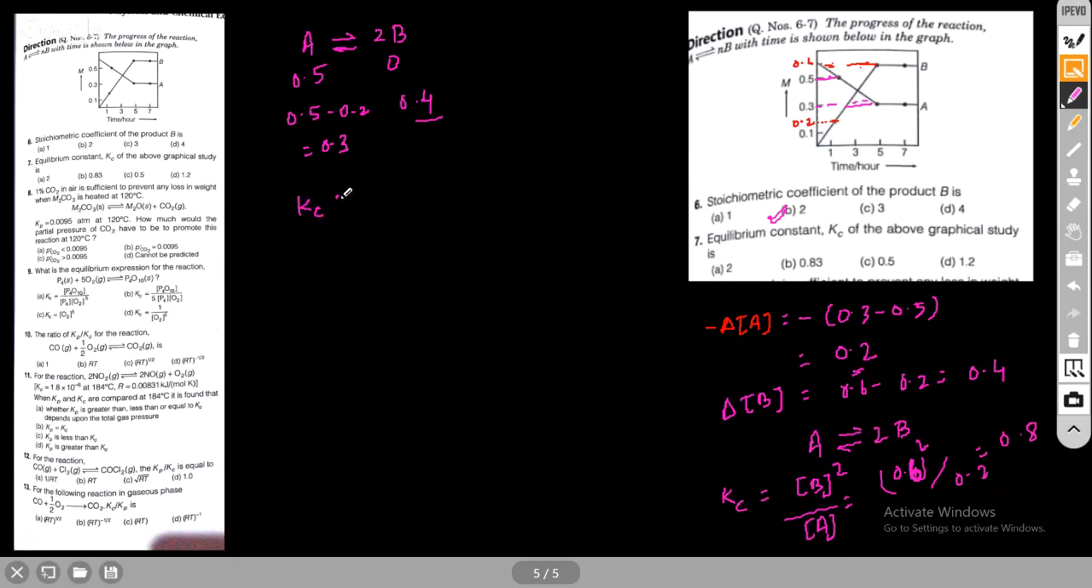So Kc will be 0.4 square divided by 0.3. 0.4 into 0.4 divided by 0.3. So 16 divided by 30. So approximately 0.5 we are getting, more than 0.5, 0.51 or something we'll get. Finished?